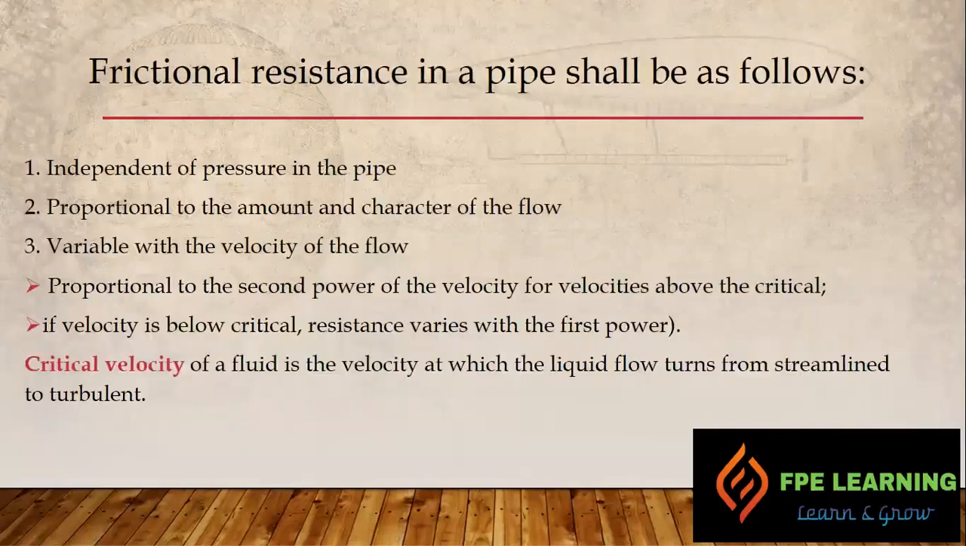Frictional loss or frictional resistance in a pipe depends on the following three points. Those three points are crucial for the friction loss. The first one, it's independent of the pressure in the pipe. It doesn't depend on the pressure inside the pipe. The second one depends on how much water is flowing inside a pipe, so it depends on the quantity of the flow.